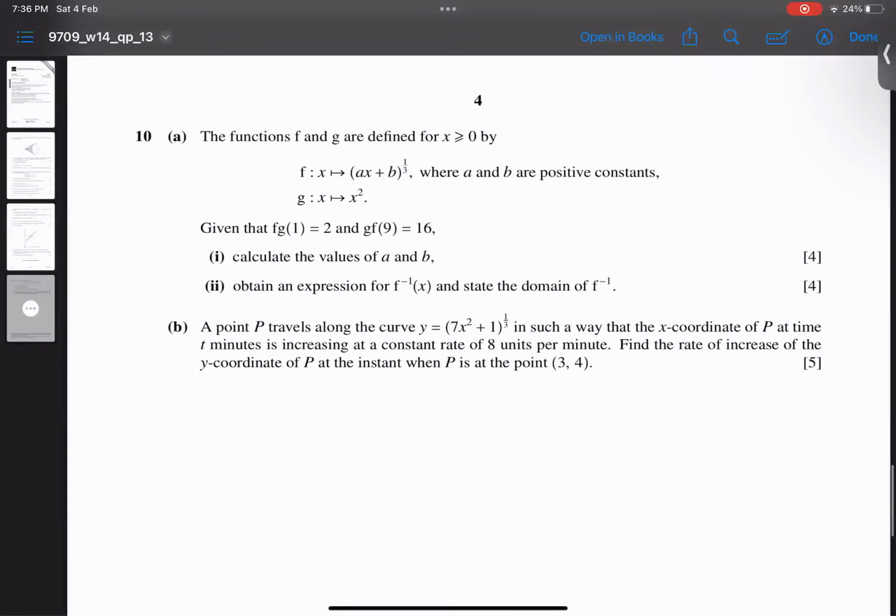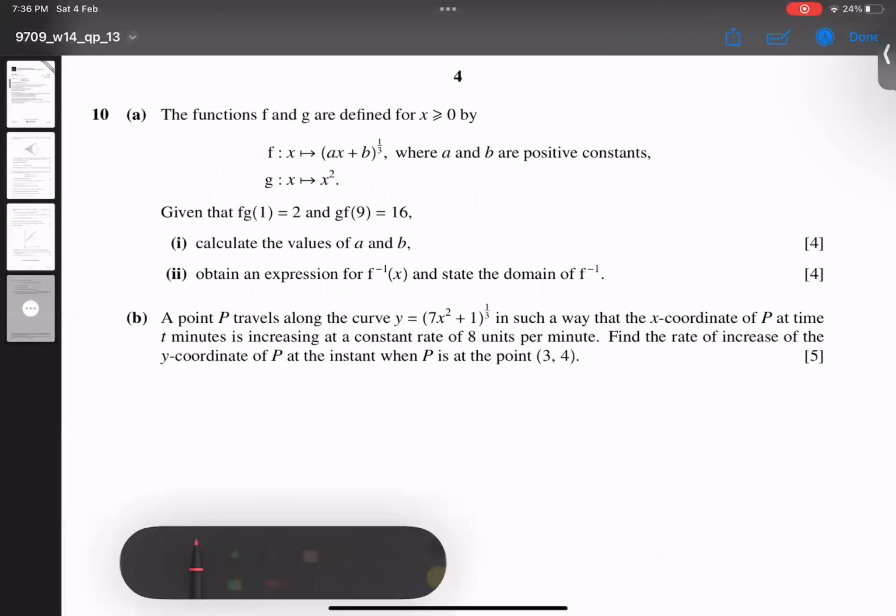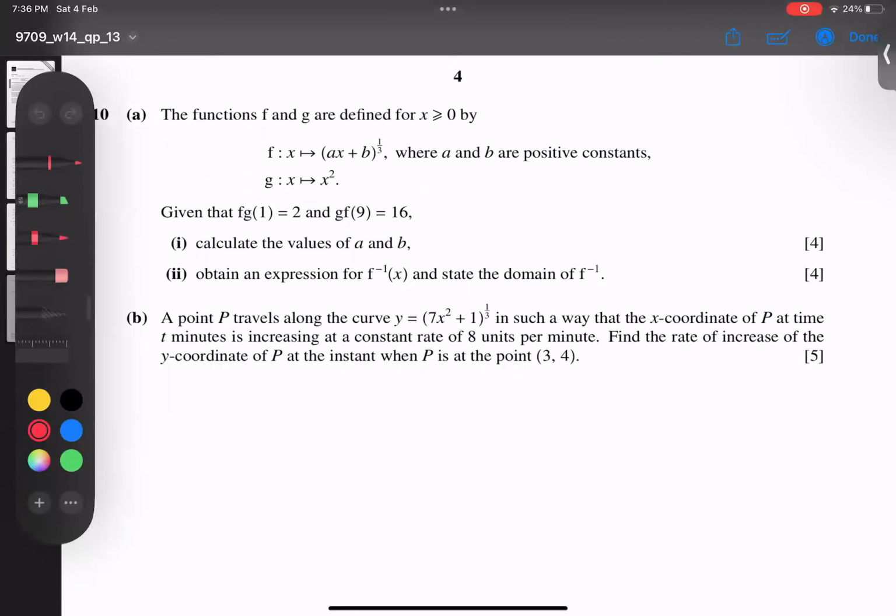Okay, question number 1 is here, part A. The question says we are given this connection and this link, so calculate A and B.